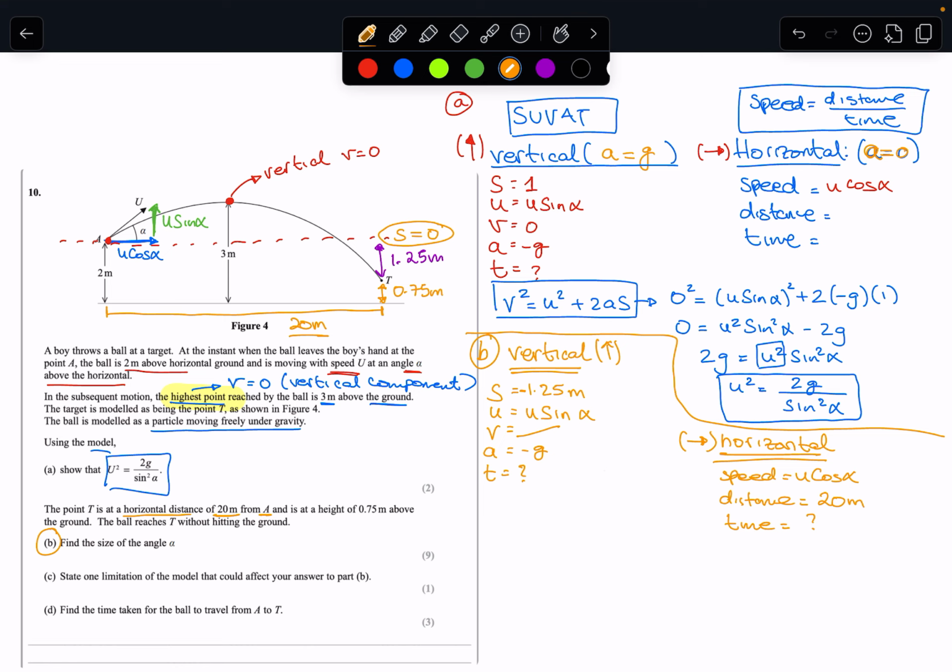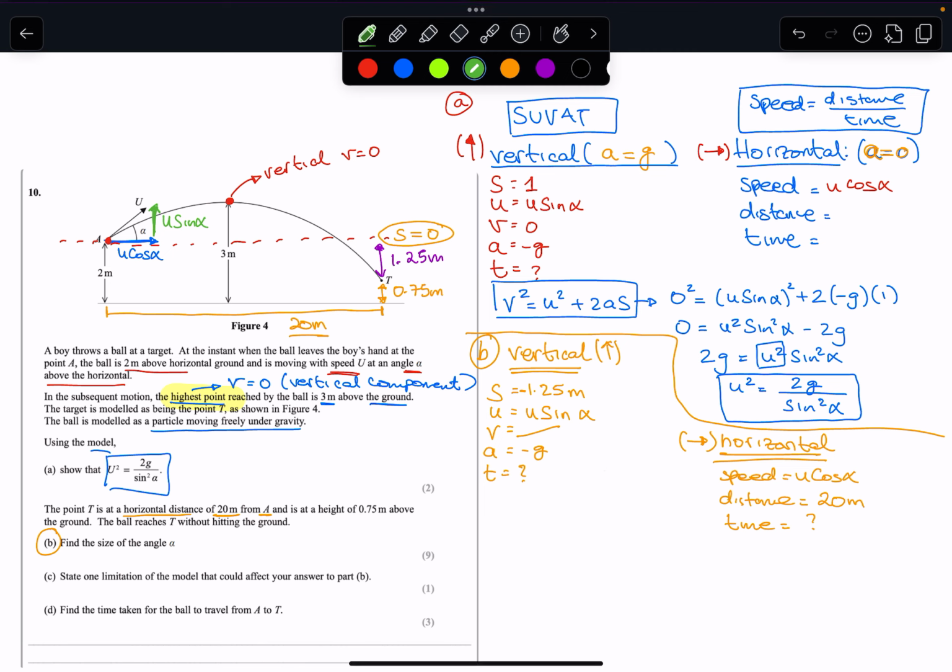So in this case, I can see that in both equations, horizontal and vertical components, I don't know what the time is. Maybe I can find the time horizontally and put it back into the vertical component. That is an option to do. That will allow me to find the size of the angle alpha. So let's have a look at that.